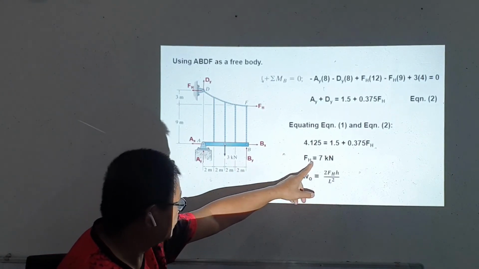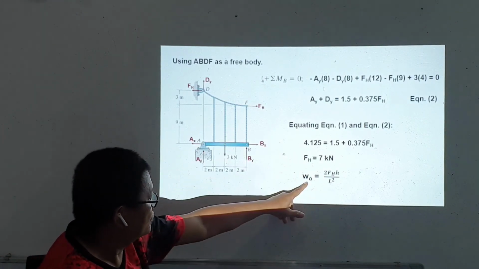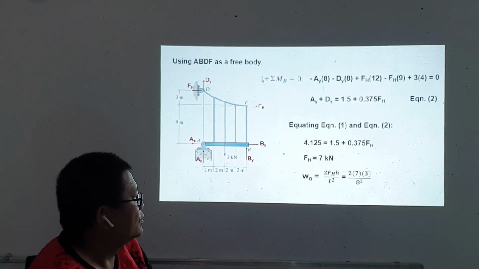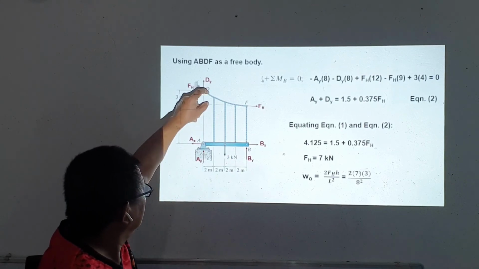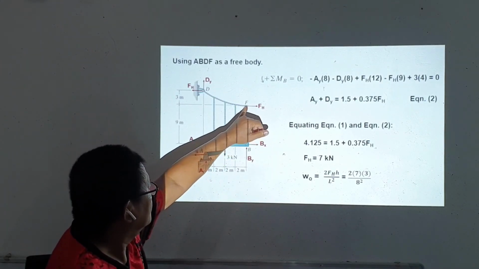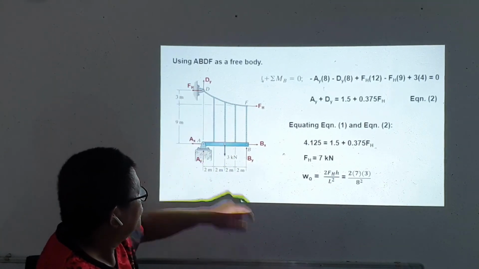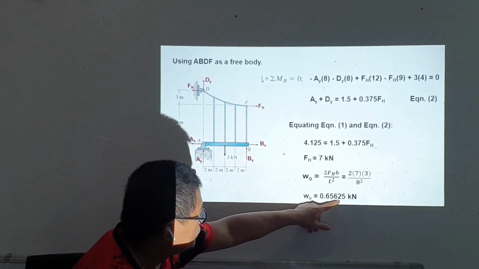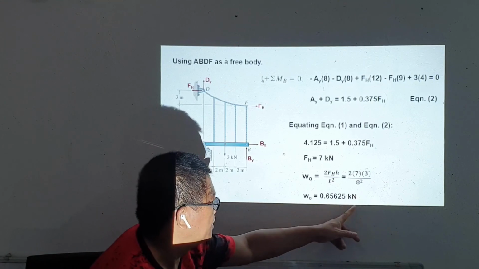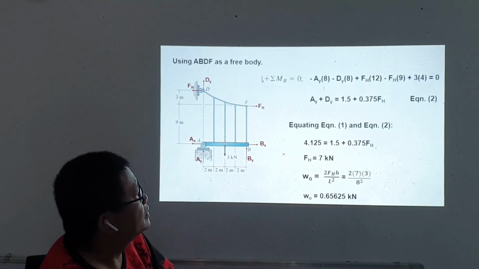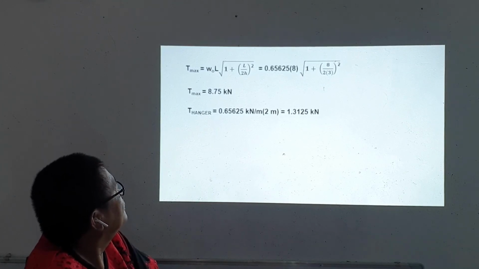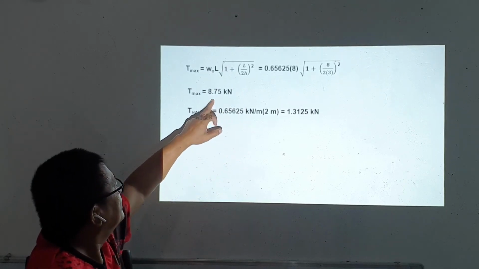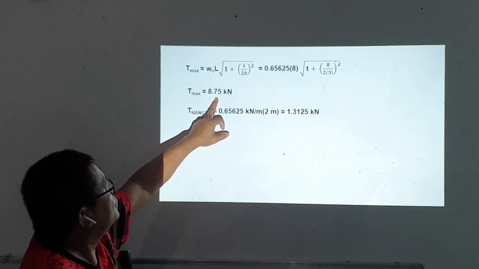We substitute this into the equation W equals 2 Fh times h over L squared. So 2 times 7 times 3, where 3 is the vertical distance from the origin, or the lowest point, to the location of Fh at the maximum. And we will have W equal to 0.65625 kilonewtons per meter. And we have the equation for Tmax, W times L times the square root of 1 plus L over 2A squared, and we get Tmax equals 8.75 kilonewtons.